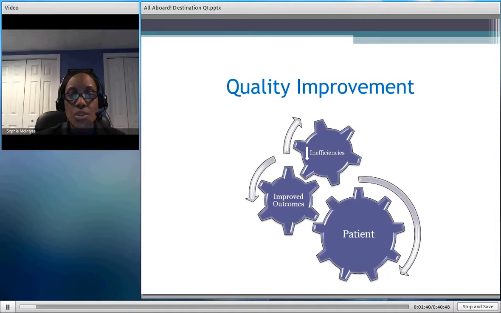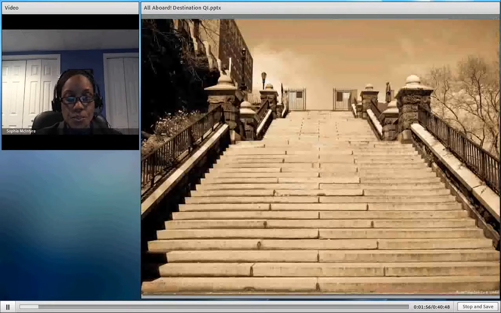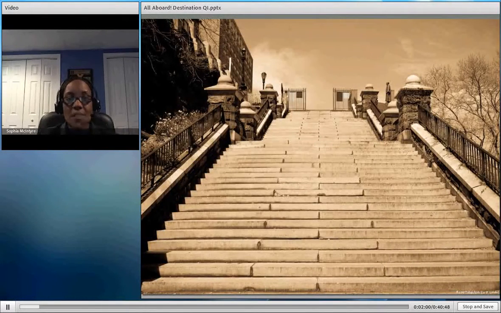So this is a pictorial of quality improvement, where patients should be your base when you're thinking about quality improvement. You want to decrease your inefficiencies with the goal of improving health outcomes, and that's really important. So let's talk about the next steps after understanding the definition of quality improvement.